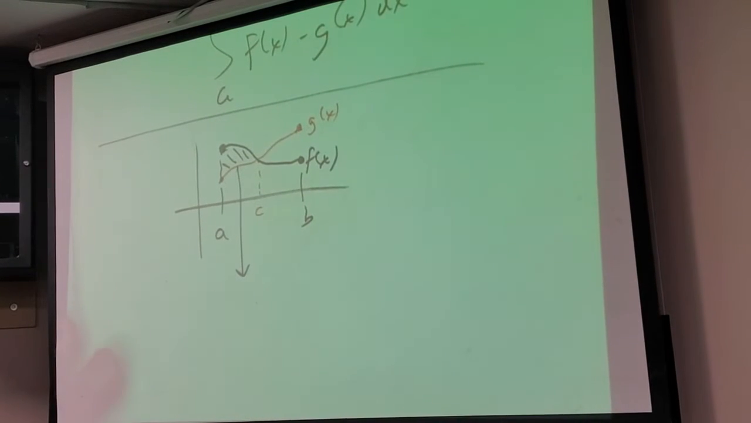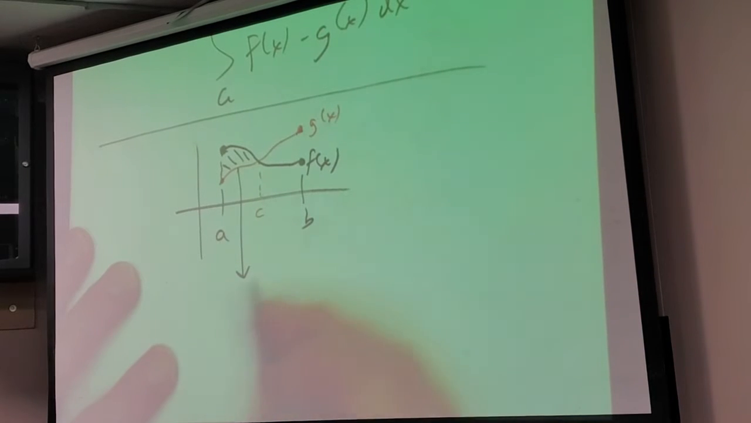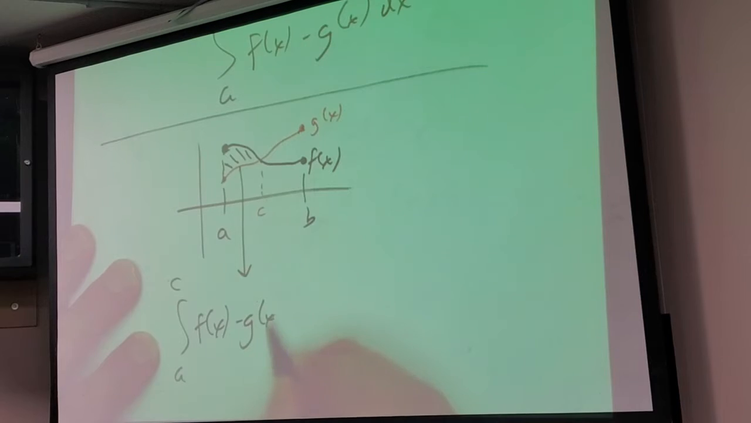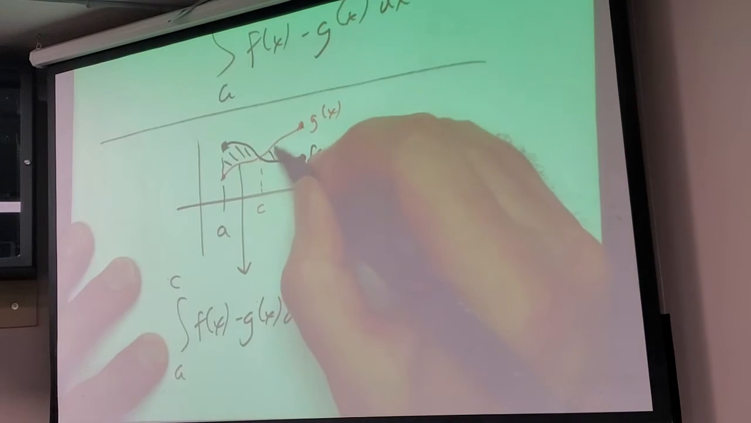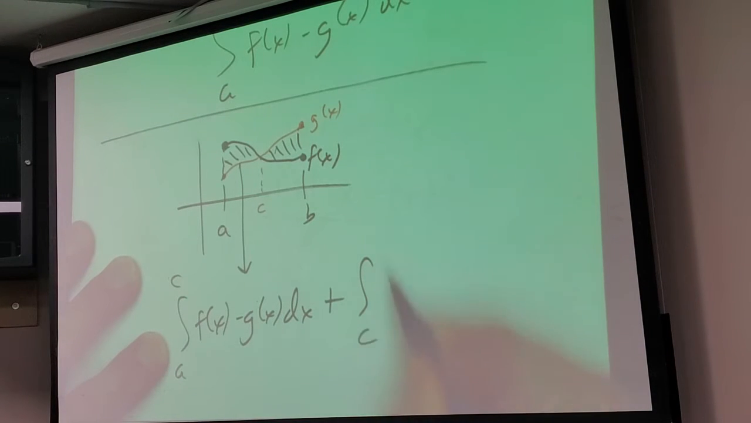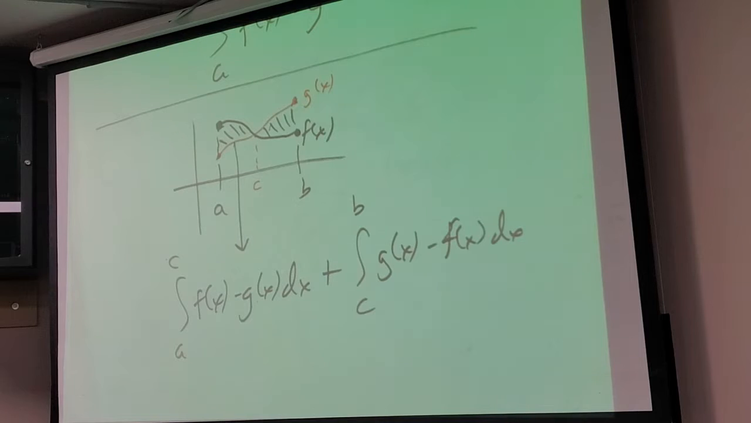What's on top in that area? Yeah, so this would be the integral from a to c of f of x minus g of x dx, plus, what would this area be? The integral from c to b of g of x minus f of x. Do you guys get that idea?